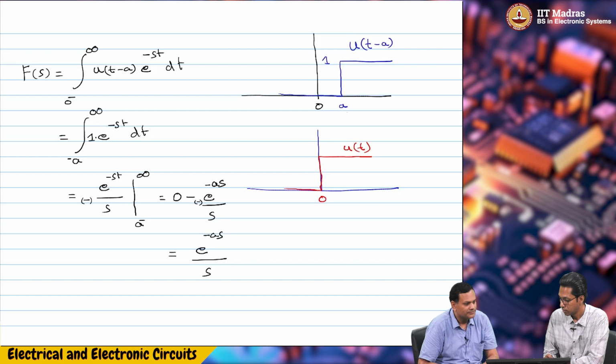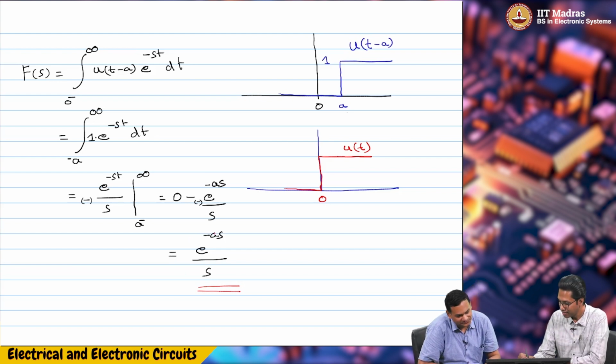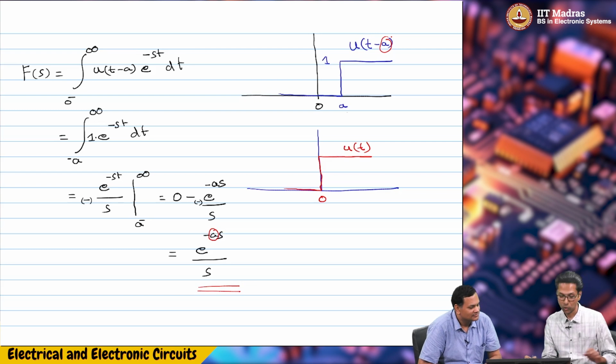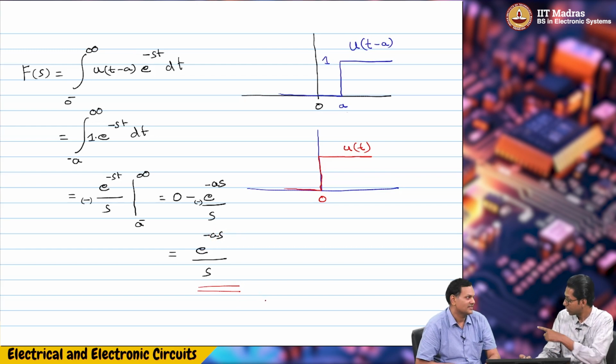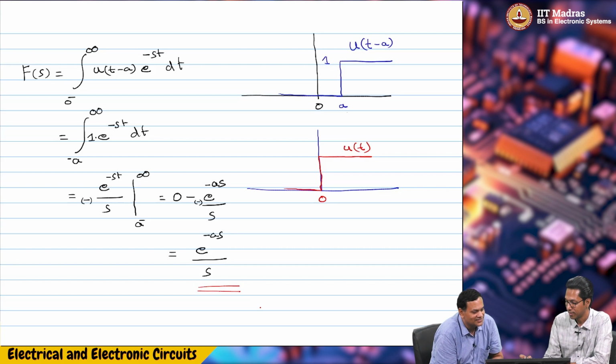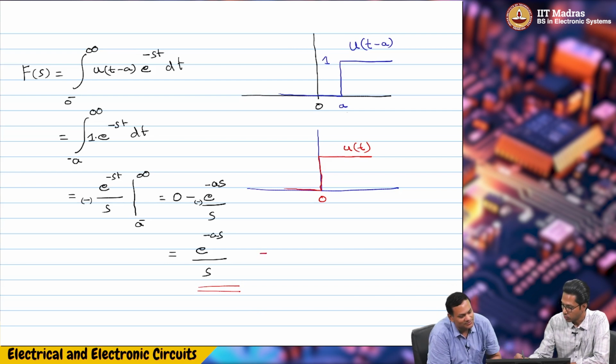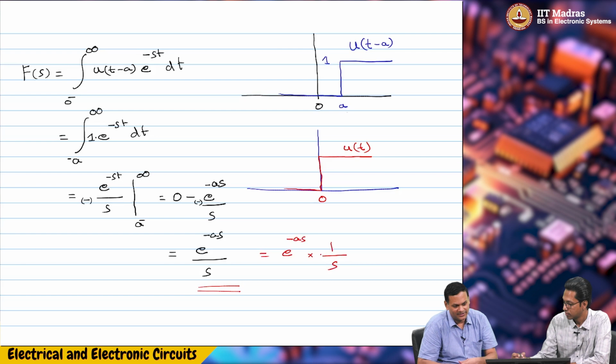So that means I have almost the same expression. Earlier this was just 1 by s. Now that is multiplied by e power minus as, and a is the amount by which we have shifted in time. So F of s is multiplied by e power minus as. That's what I was saying. You can still see 1 over s, but there is some e power minus as term. So it's e power minus as multiplied by this 1 by s.